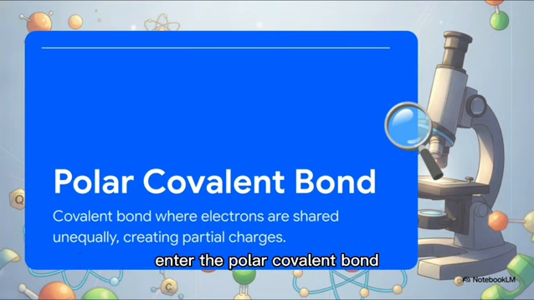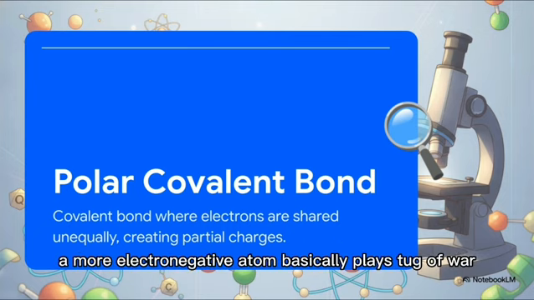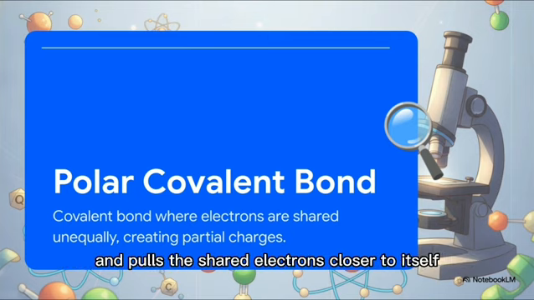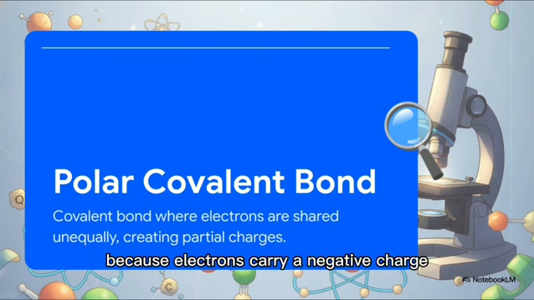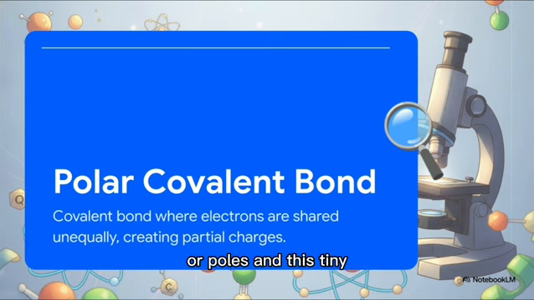Enter the polar covalent bond. In this scenario, a more electronegative atom basically plays tug-of-war and pulls the shared electrons closer to itself. Because electrons carry a negative charge, this unequal tugging creates a molecule with slightly positive and slightly negative ends, or poles.